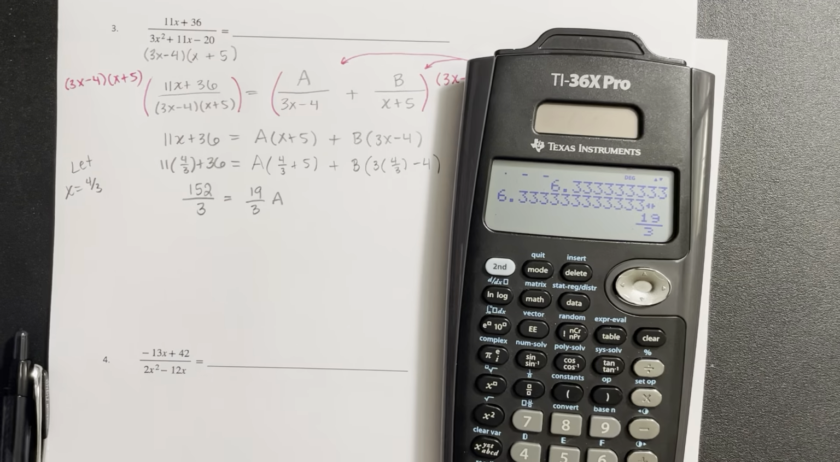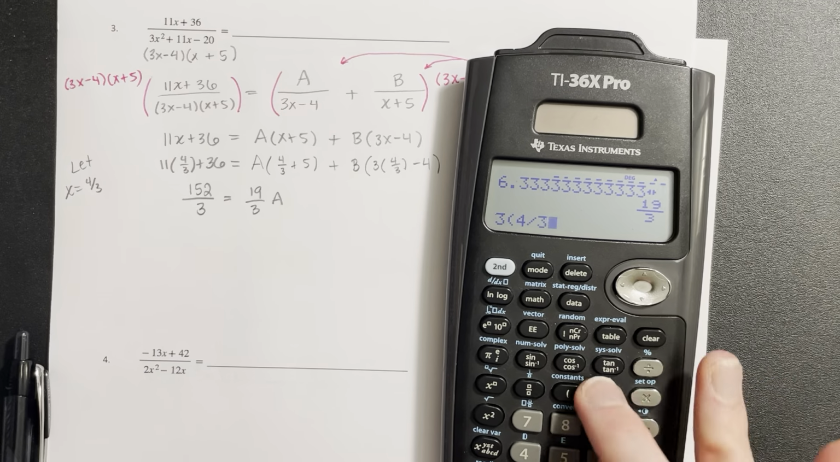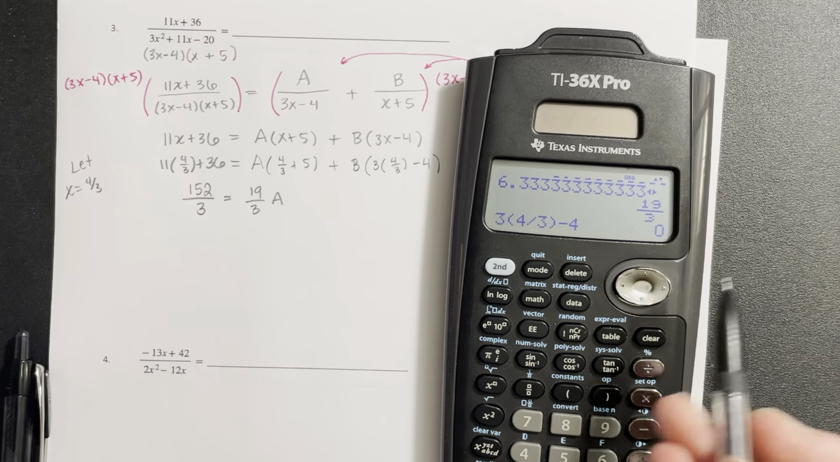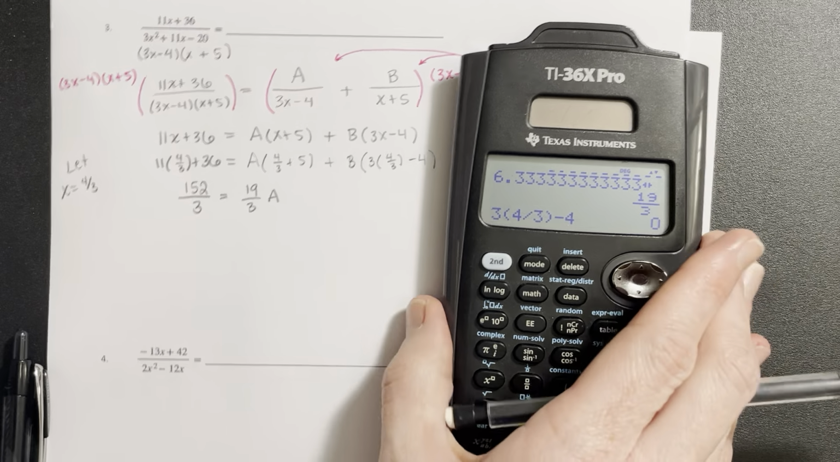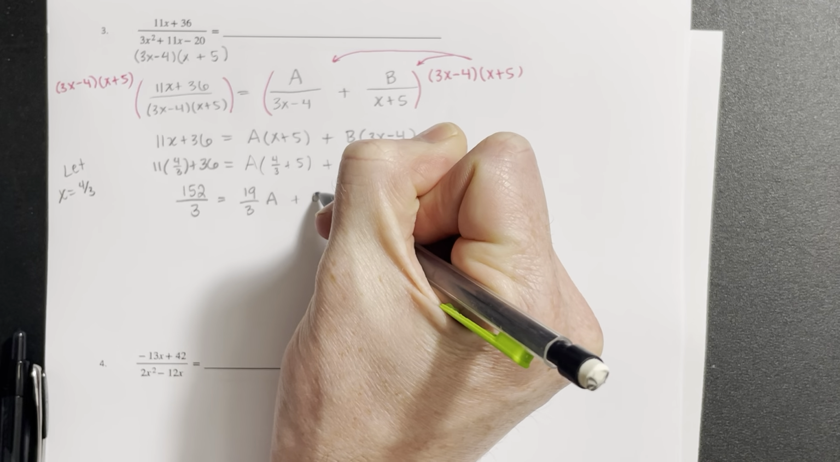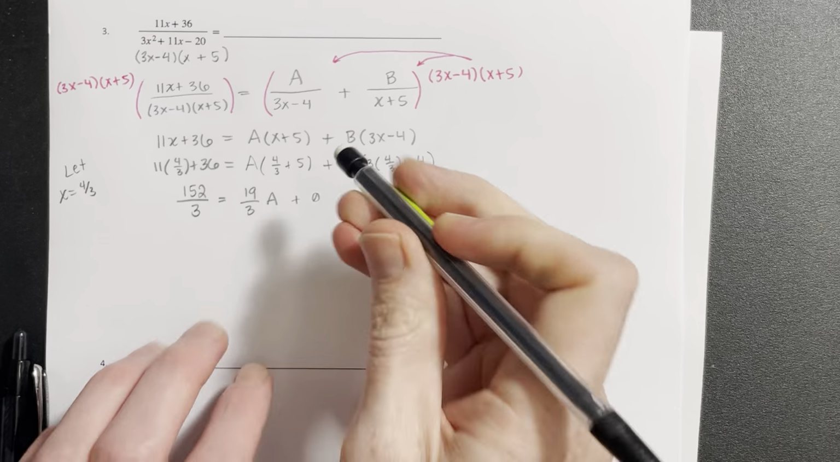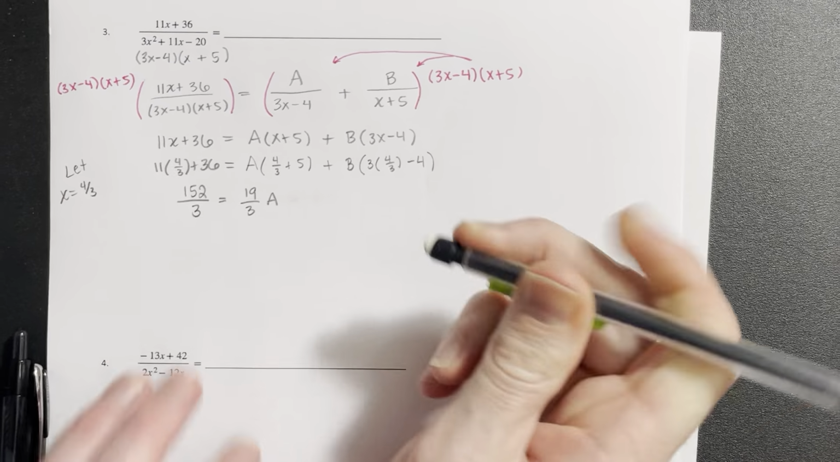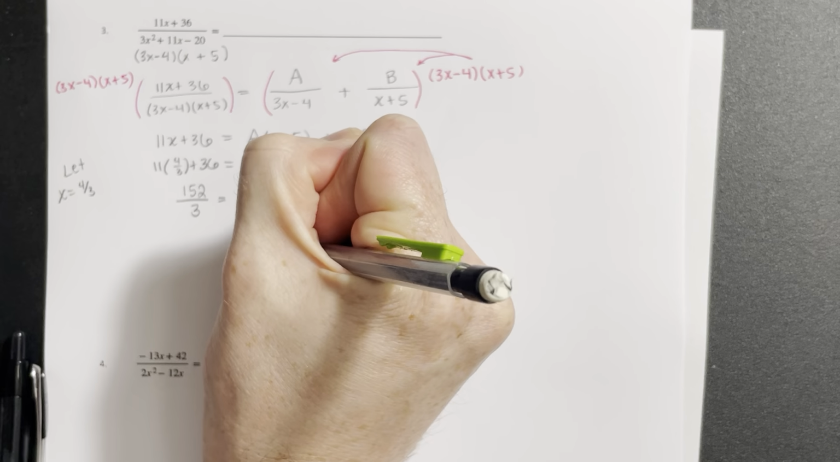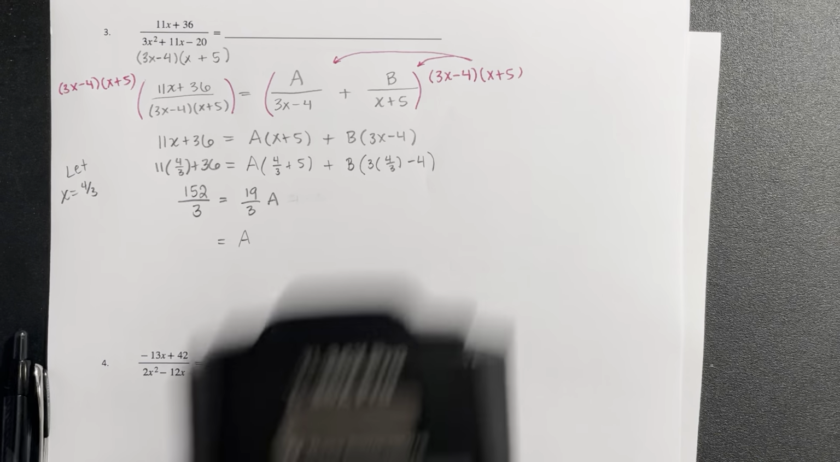Just to double check, we have 3 times 4/3 minus 4. That is equal to 0, so that's b times 0, which we don't really need to write plus 0 here. We can kind of ignore that. So I just have 19/3 times a on the right side. We would divide both sides by 19/3.